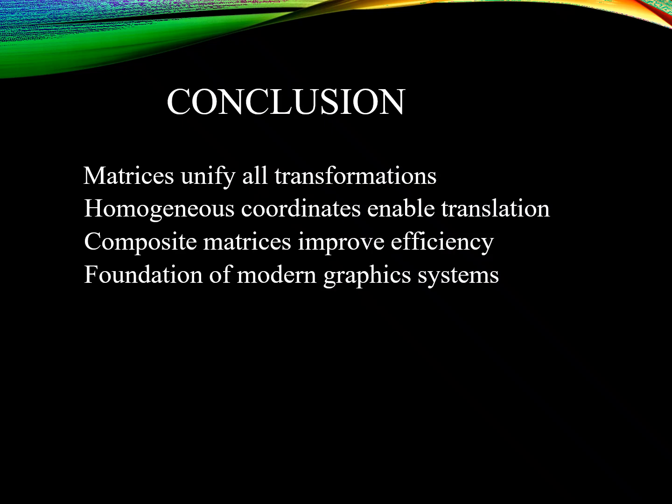Now, to conclude, matrices provide a simple and efficient way to represent geometric transformations, and homogeneous coordinates solve the limitation of ordinary matrices by allowing translation through matrix multiplication. Together, these concepts form the mathematical foundation of modern computer graphics, and they help in animation, computer vision, robotics, and many real world applications.